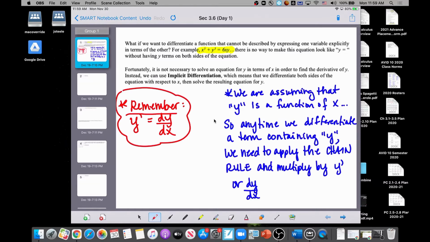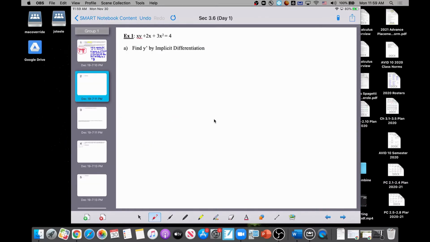So I think that the easiest way to explain implicit differentiation is to just show you an example of what we mean, okay? So in the first example, part A, it says find y prime by implicit differentiation, which again means that we are just going to take the derivative of both sides of the equal sign with respect to x. So the first step in implicit differentiation is showing what you are doing.